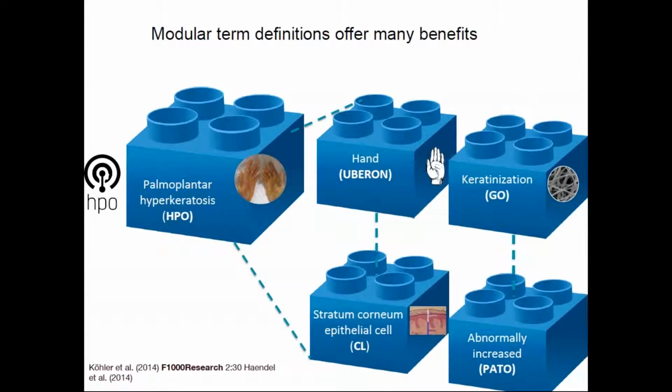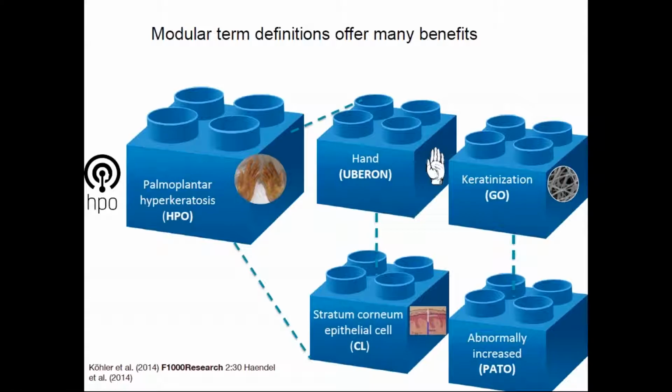An example of this kind of modular construction is terms from HPO, the Human Phenotype Ontology, like palmoplantar hyperkeratosis, which you can see as a building block in its own right that you can use to describe your data, but that building block can also be broken down into its individual subcomponents.